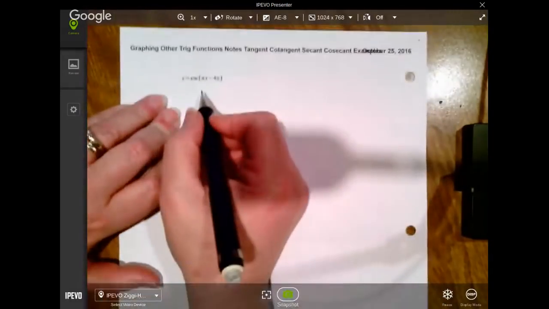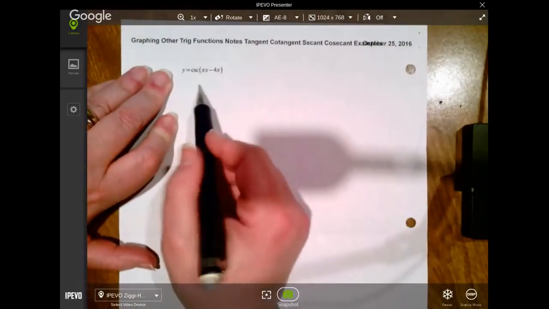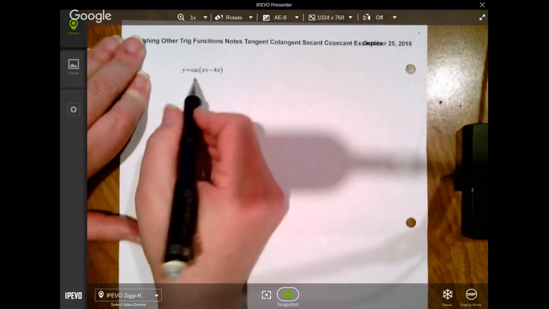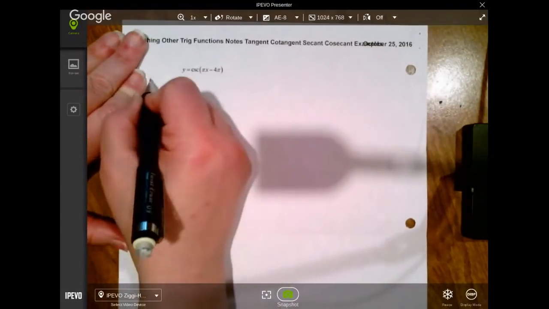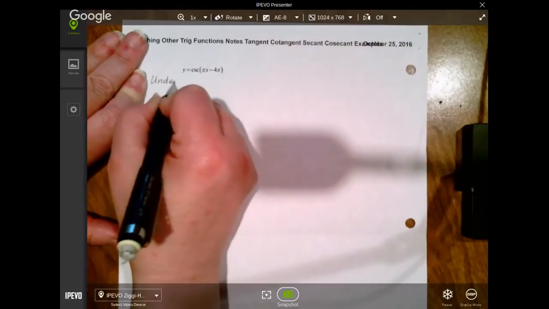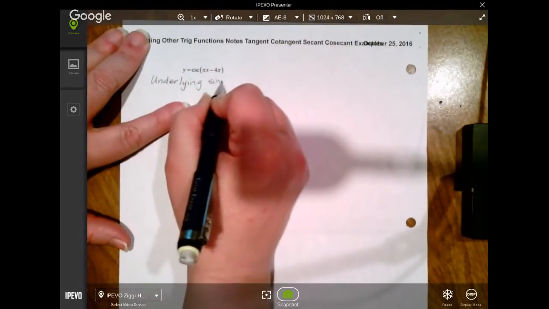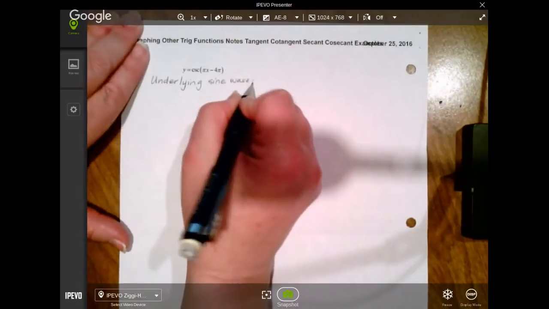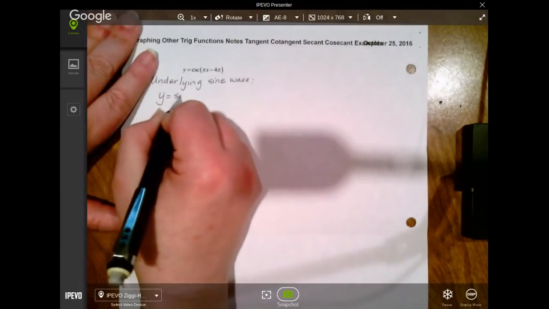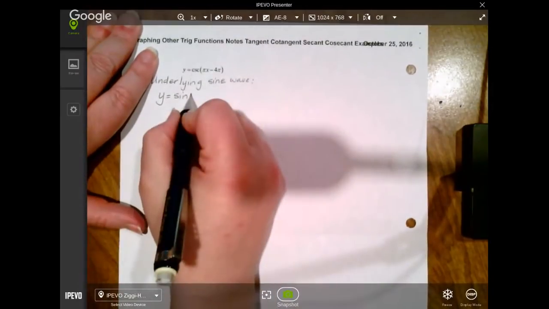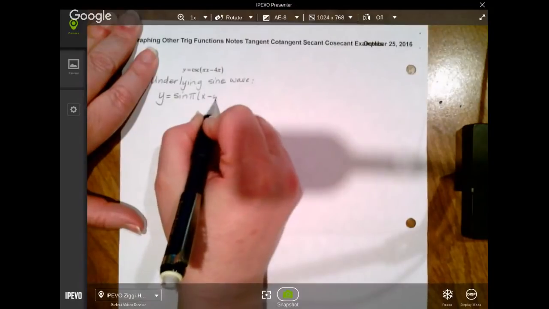All right, last one. Last one here is cosecant of pi x minus 4 pi. So this is a cosecant graph, so we're going to graph the underlying sine curve or sine wave. And rewriting that, we're going to get y equals sine of, and I'm going to factor out the pi here in the very beginning. So this is going to be pi times x minus 4.